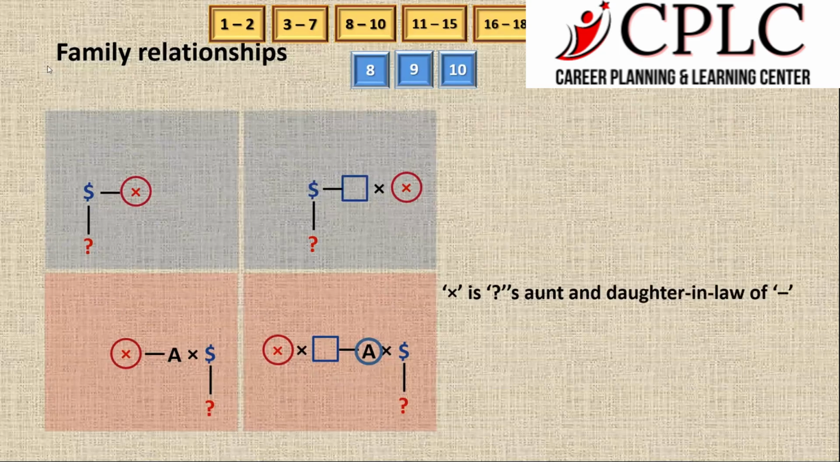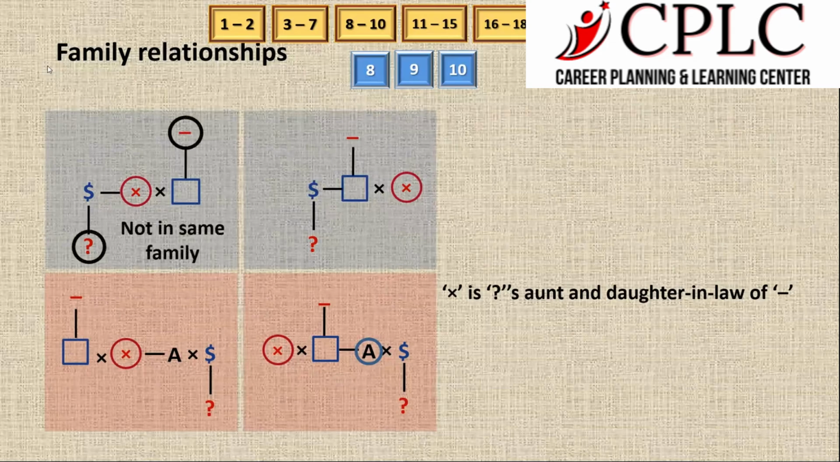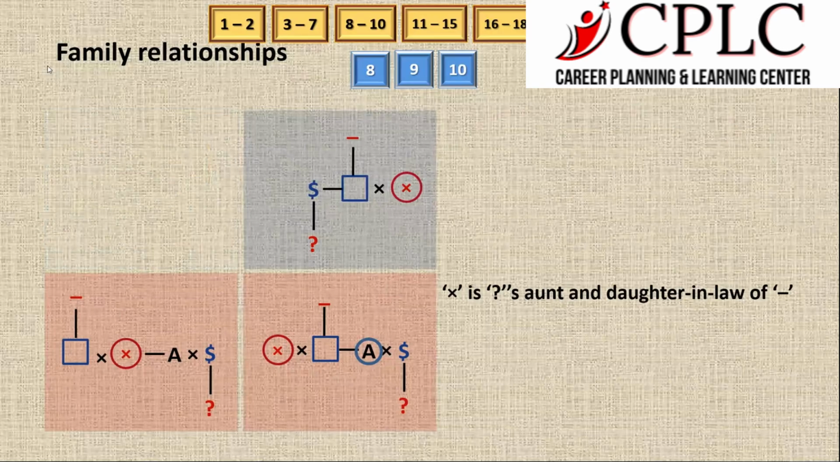Now, it is also known that X is daughter-in-law of minus. So we have to fit in the possibilities now. If we try to fit in this possibility, we can say that the first possibility is not possible. Why? Because X is daughter-in-law of minus, so basically they are not in the same family. And the first possibility is eliminated.